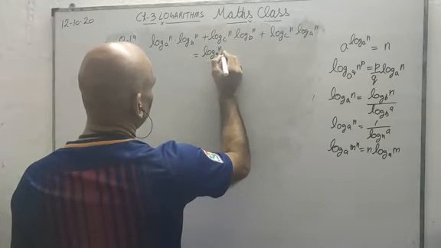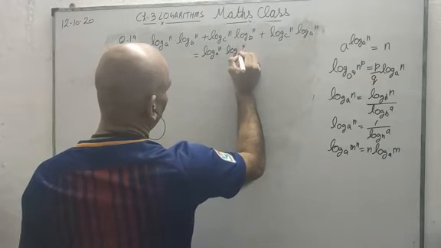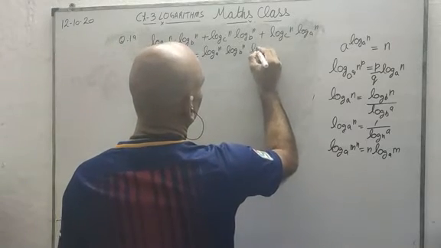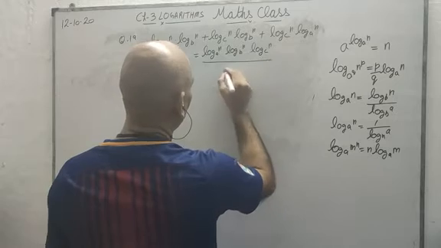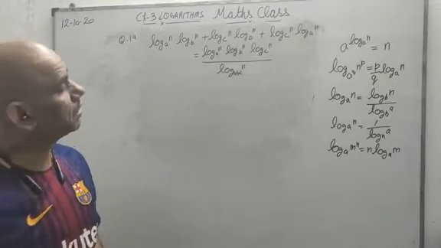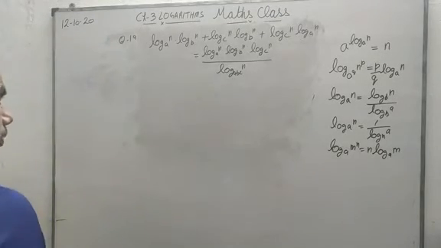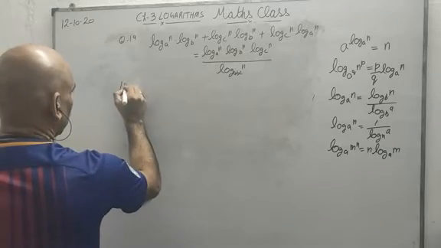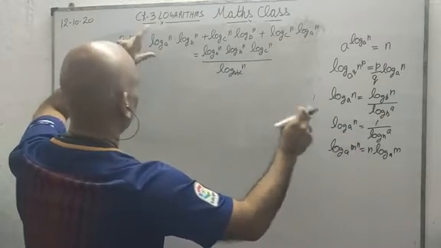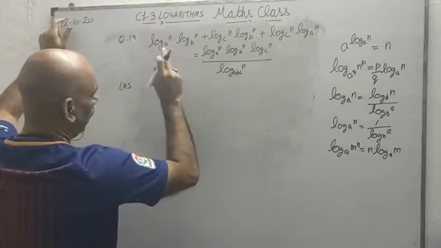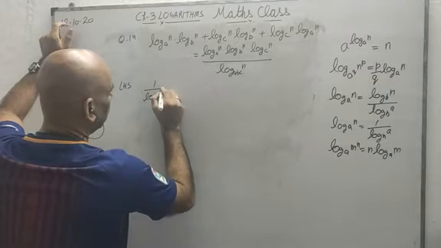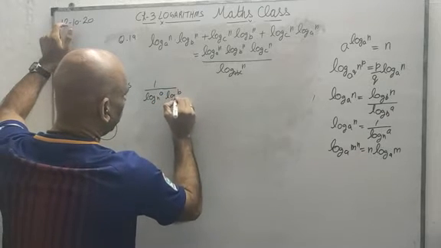This is to be proved equal to log n base a, log n base b and log n base c upon log n base abc. So how will this base abc be created? For that purpose, look at the left hand side and apply this formula. I am changing their base. So log n base a will be 1 upon log a base n, and the other one will be log b base n.